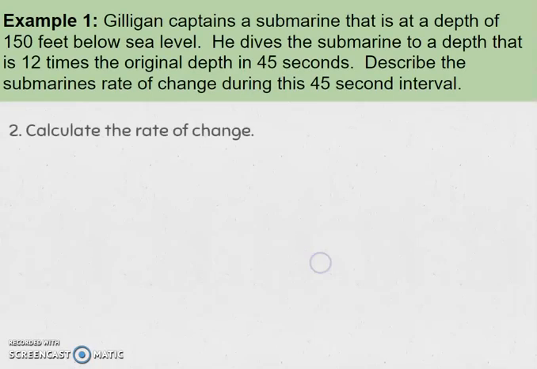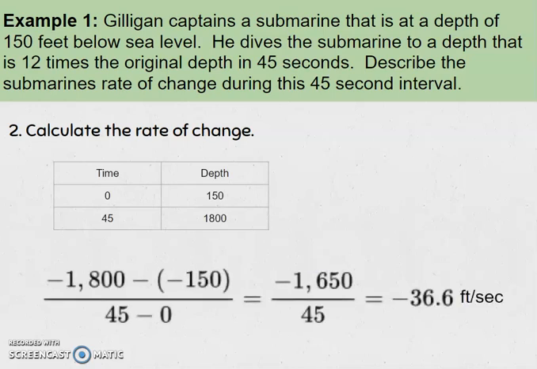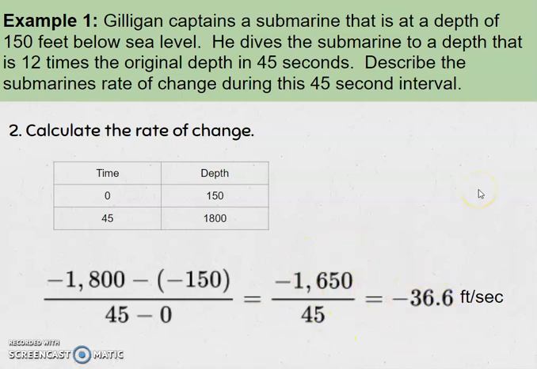In the second part of the example, it wants us to calculate the rate of change. So when I'm looking at the rate of change, I'm going to take the negative 1,800 feet and subtract the negative 150 feet for the depth below sea level. So I've taken my y2 minus y1 and put that over x2 minus x1. When I solve that, I get a rate of negative 36.6 feet per second.